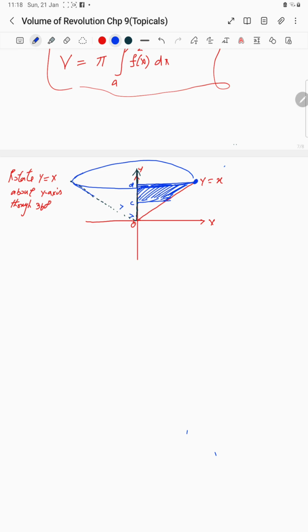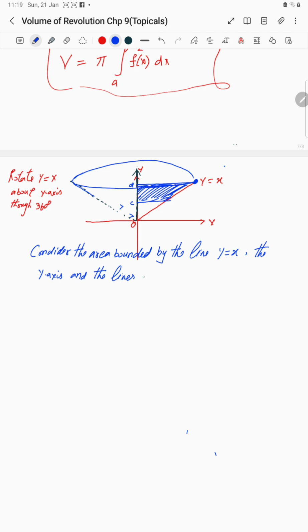I can write the question here: consider the area bounded by the line y equal to x, the y-axis, and the lines y equal to C and y equal to D. Here this time C and D are integers on the y-axis, like we did in the first example along the x-axis rotation.